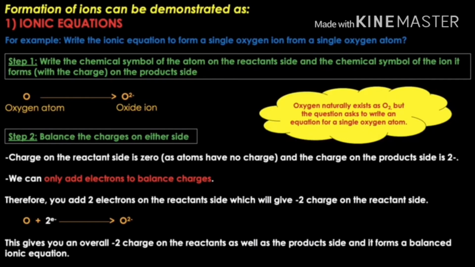To balance charges, we can only add electrons. So you can add 2 electrons on the reactant side, which will give you a -2 charge on the reactant side, which will form a new equation, as shown below. This gives you an overall -2 charge on the reactant side as well as the product side, and it's formed a balanced ionic equation.